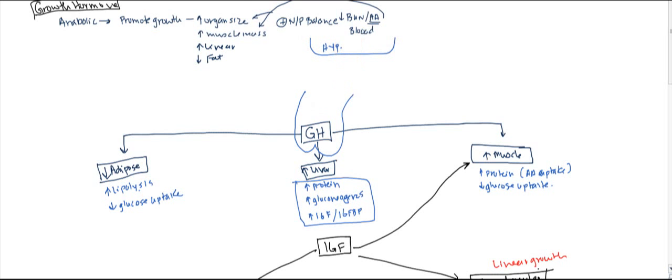And within the hypothalamus, you have two hormones. One is going to be somatostatin, and the other is going to be growth hormone releasing hormone. Now, growth hormone releasing hormone has a positive effect, and somatostatin is going to have a negative effect on growth hormone.